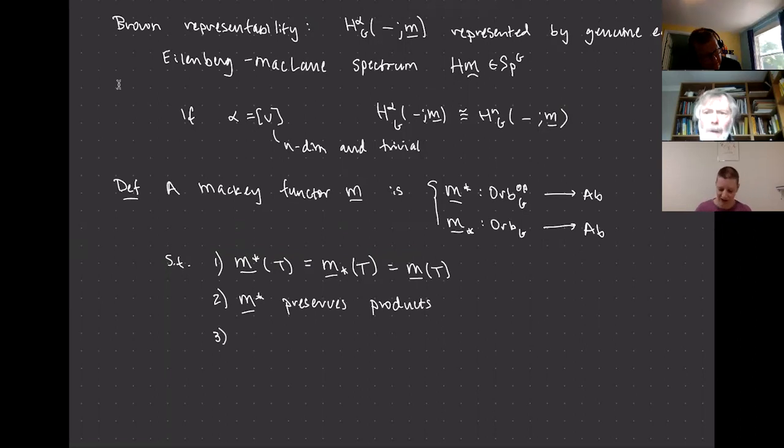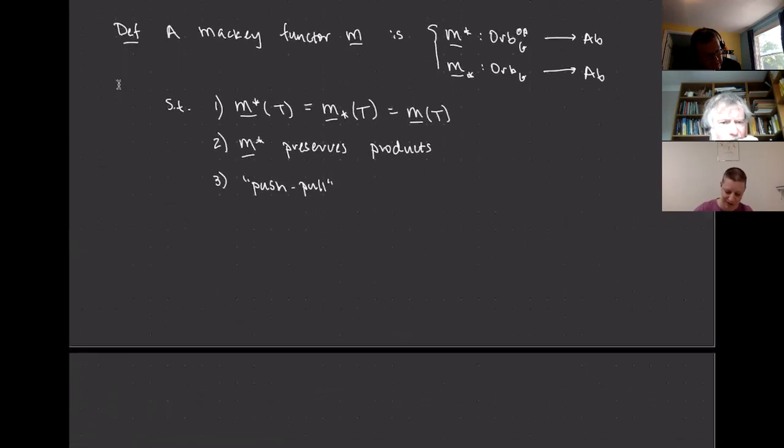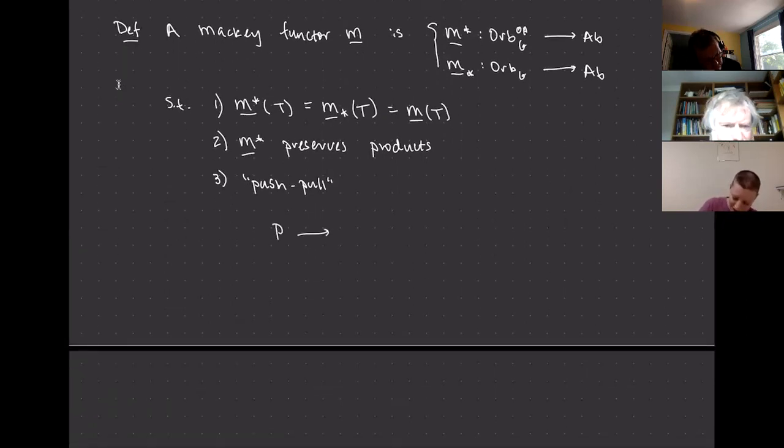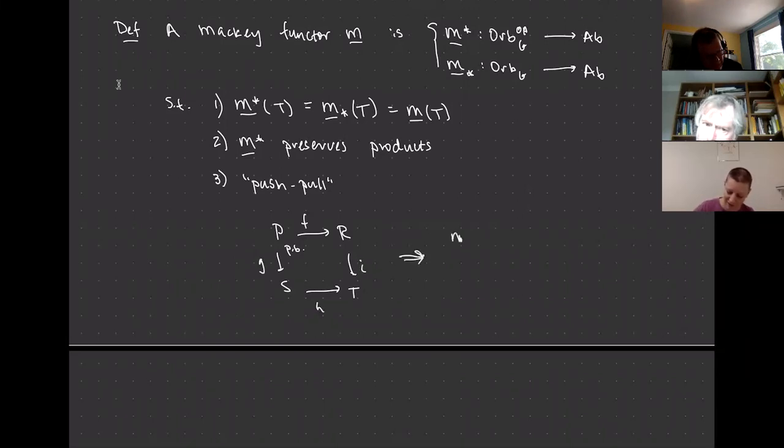And then the third part is really a kind of strange and deeper compatibility that we need between these things. So this is sometimes called a push-pull formula. But let me spell it out. What I want is that if I have some pullback in finite G sets, and I'm actually going to label the maps here, then I can apply the Mackey functor. Well, I could apply the contravariant part or the covariant part to get the same thing on each of the G sets. So I'll just write M of P, M of R, and so on.